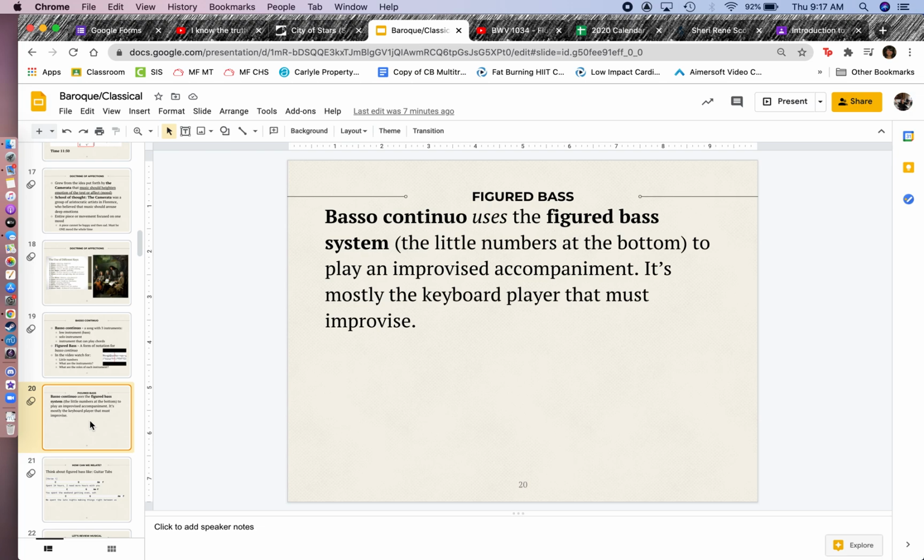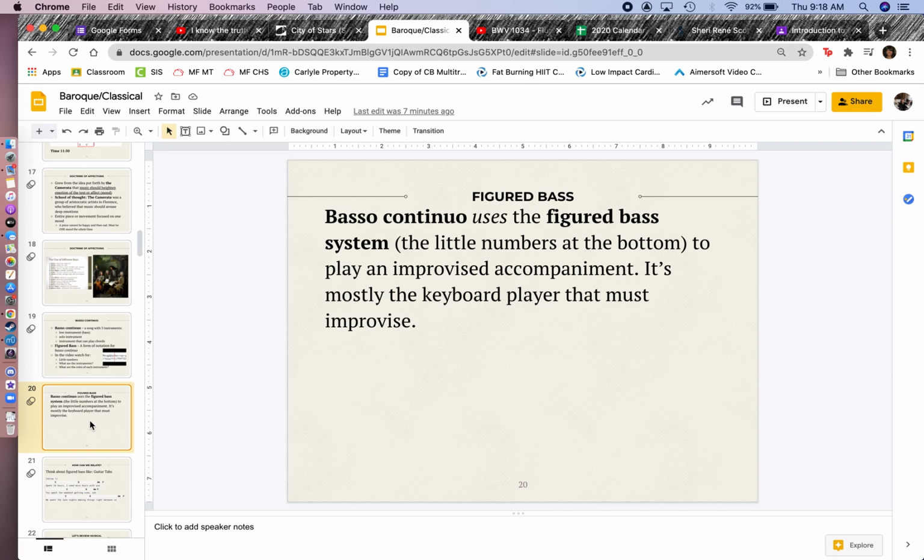This is the keyboard player that needs to play those tiny numbers, and it's about improvisation because obviously they're not giving you an actual note, they're just giving you a number, and you have to understand what it is and then be able to improvise the chord and not necessarily play at any certain rhythm, fast or slow, but kind of make it up as you go in a way that fits the song, right? Because that's what improvisation is.